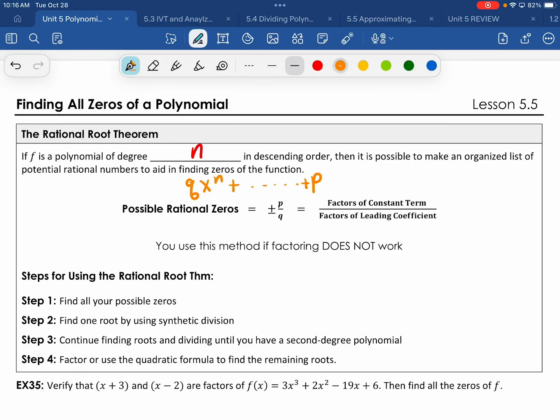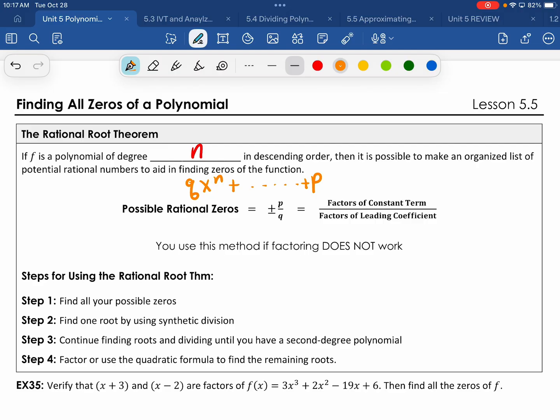Okay. Today's notes are only one page, so they don't take that long. We are going to talk about the rational root theorem today and how to find all the zeros of any polynomial. So if a polynomial has a degree n and it's written in descending order, then it is possible to make an organized list of potential rational numbers that could be my zeros.